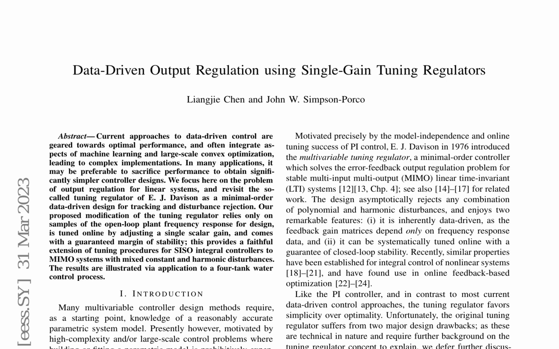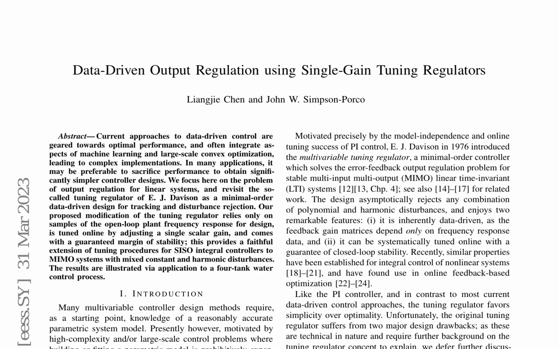Furthermore, the SGTR comes with a stability certificate, ensuring that the dominant closed-loop eigenvalues have a stability margin of ε, thereby guaranteeing stable performance. The efficacy of the proposed method is demonstrated through a problem of disturbance rejection for the 4-tank control process, showcasing its potential in real-world applications.